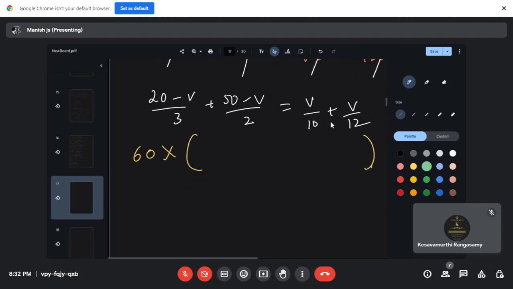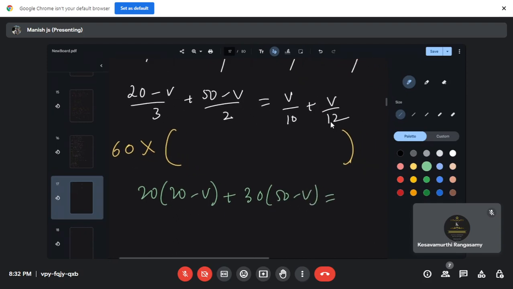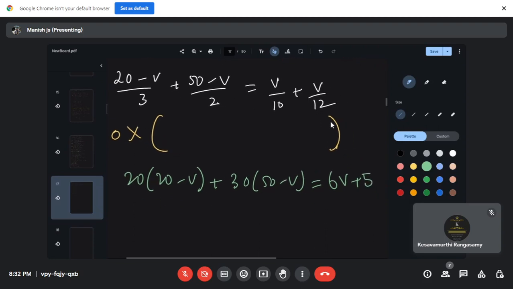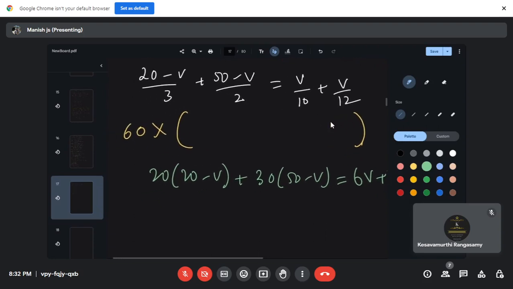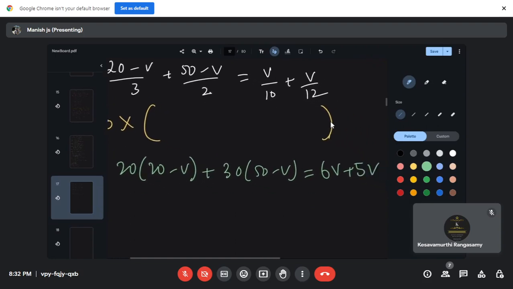So if you do that, what are you getting? 60 by 3, 20, right? So 20 into 20 minus V plus 60 by 2 is 30. So 30 into 50 minus V is equal to 60 by 10 is 6, so 6V, plus 60 by 12. How much is 60 by 12? 12 5s are 60, right? 5V. So this is how you write it.